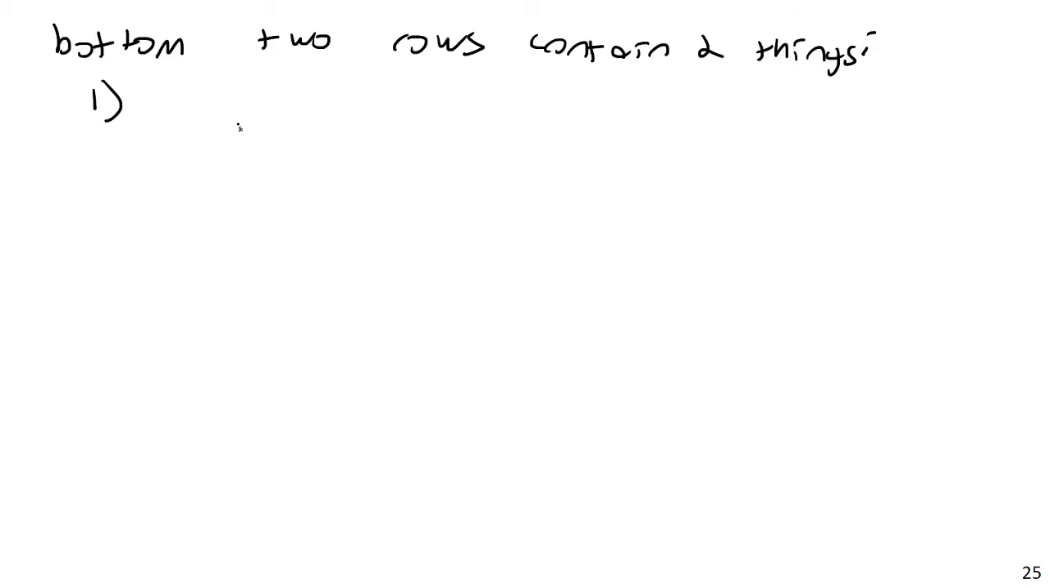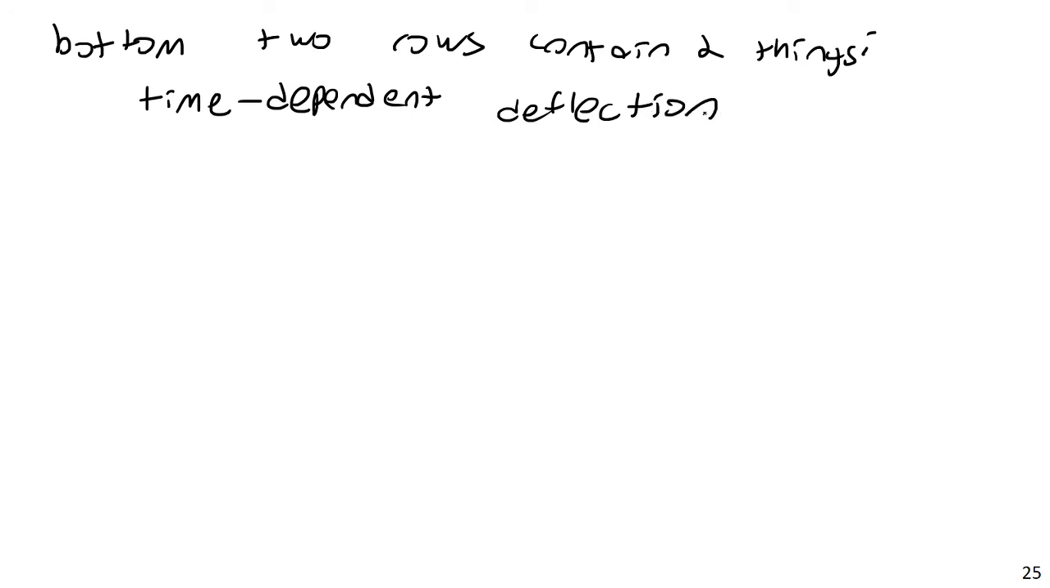The bottom two rows contain two things. One, that part of the total deflection occurring after attachment of non-structural elements, which is the sum of the time-dependent deflection due to all the sustained loads and the immediate deflection due to any additional live load.